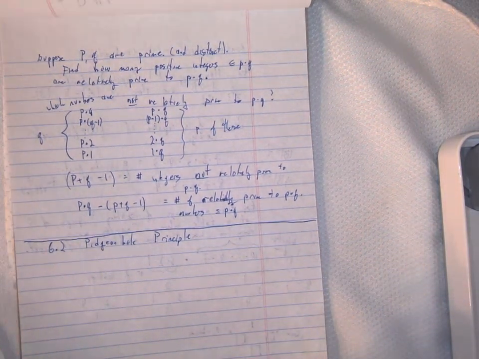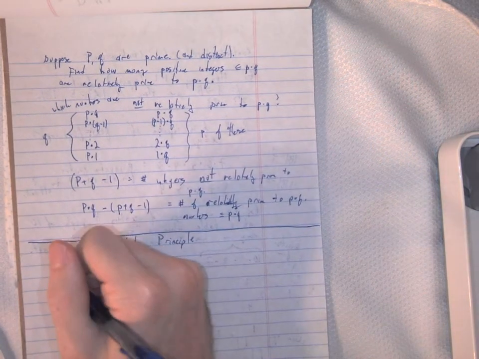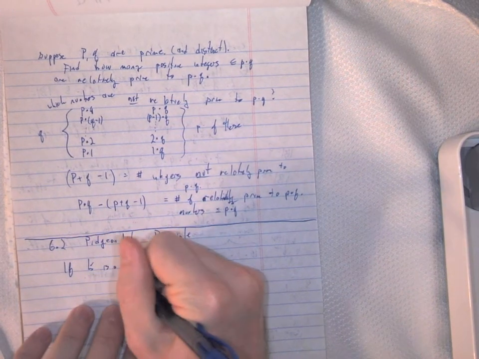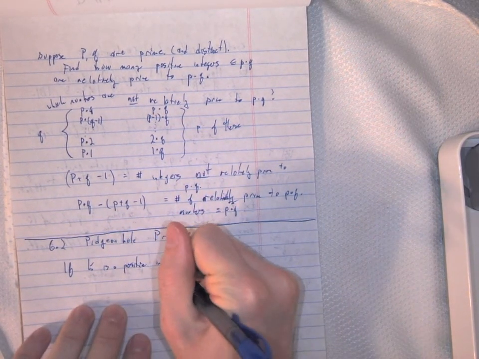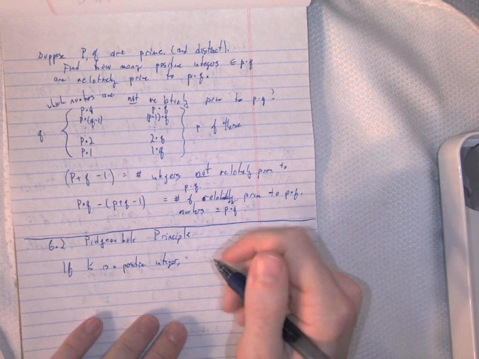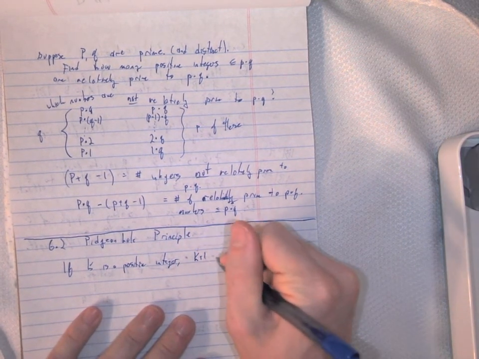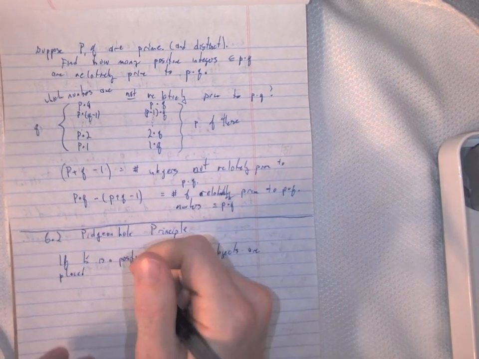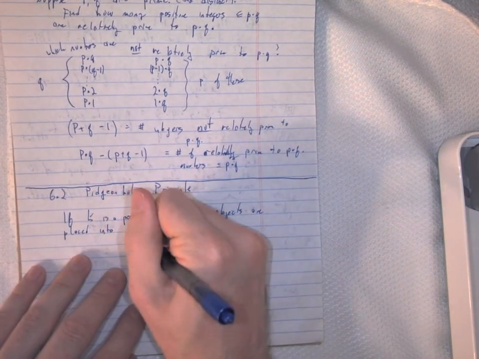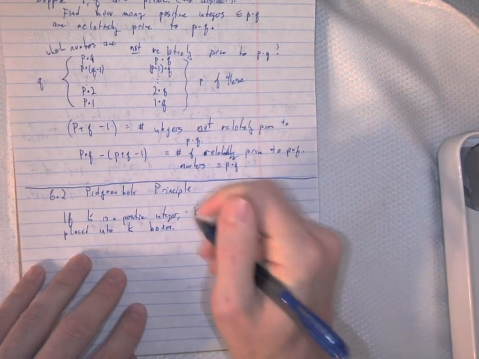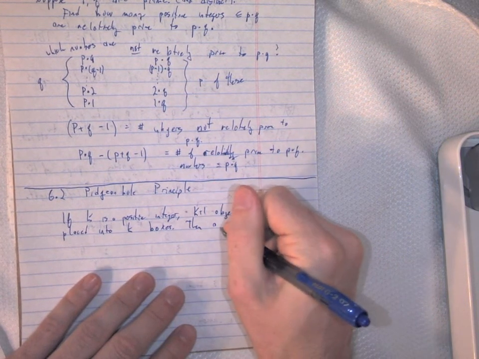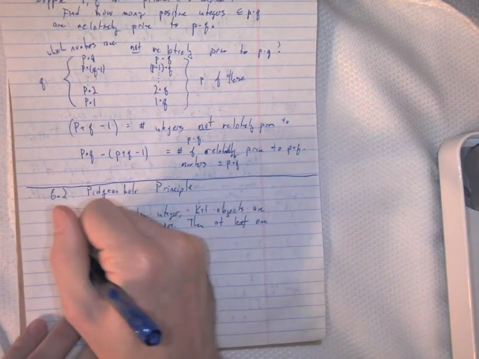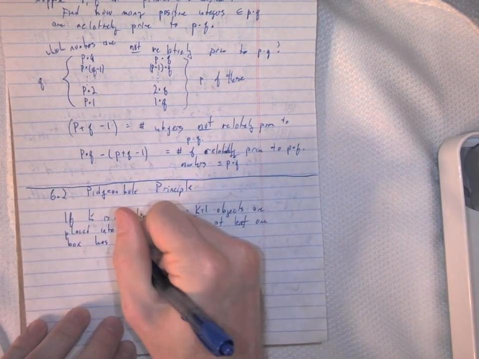Here is the statement. If k is a positive integer and k plus 1 objects are placed into k boxes, then at least one box has two or more objects.